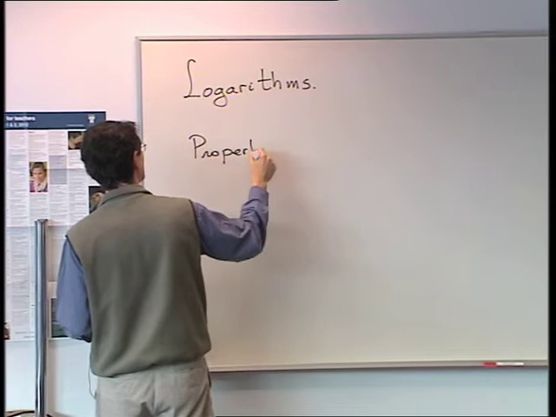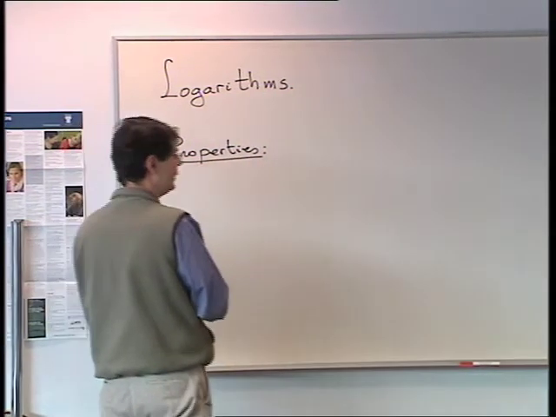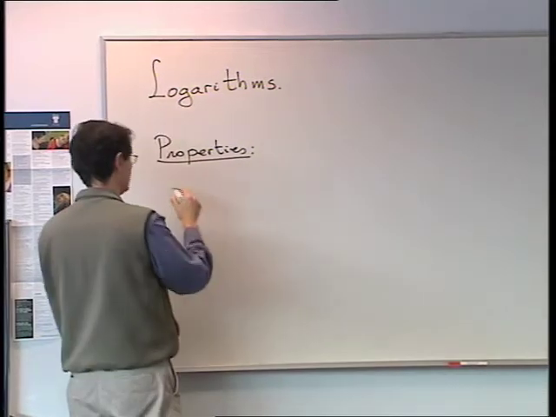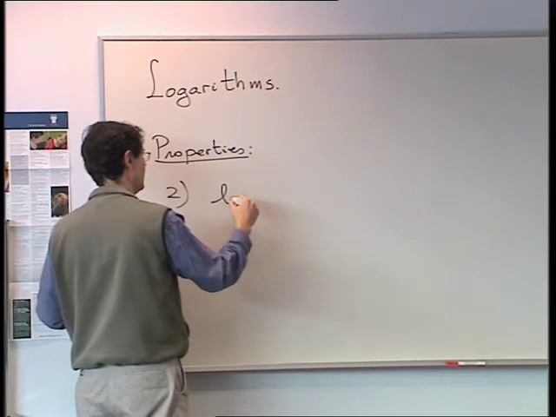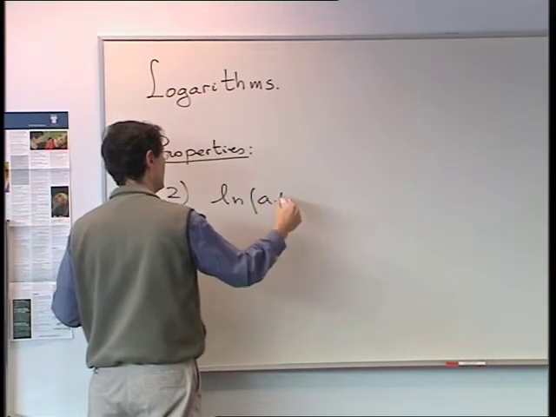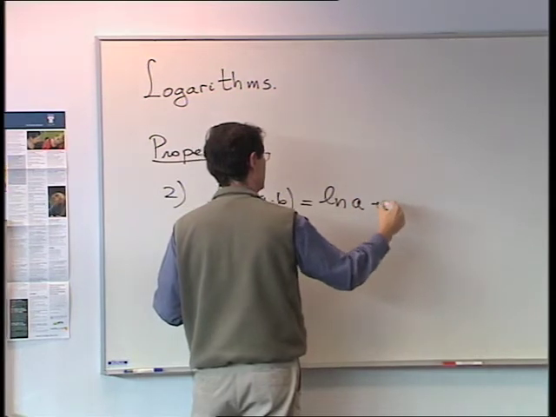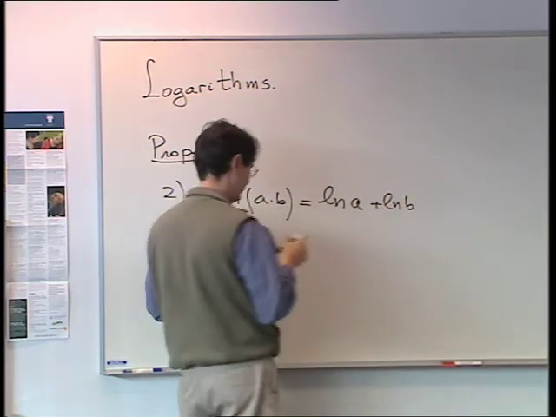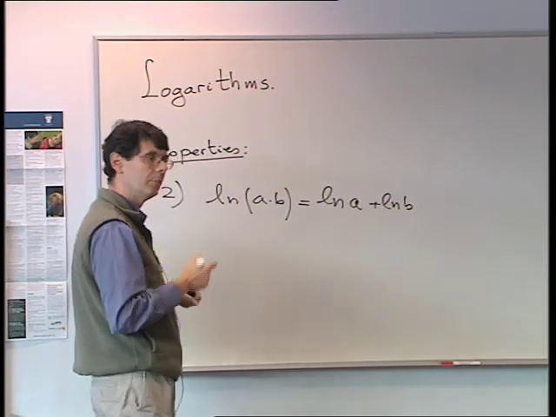More properties. So I only gave one property. Let's put 2 here. Log of A times B is log A plus log B. Here A and B are positive, right?